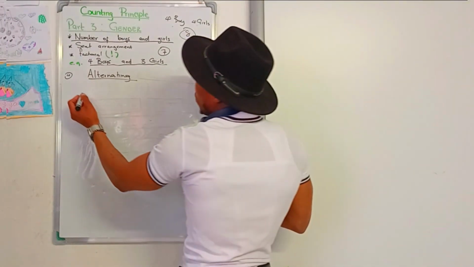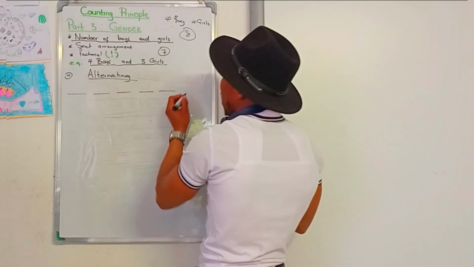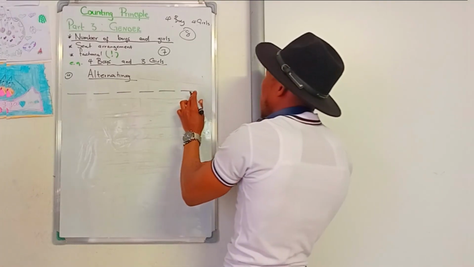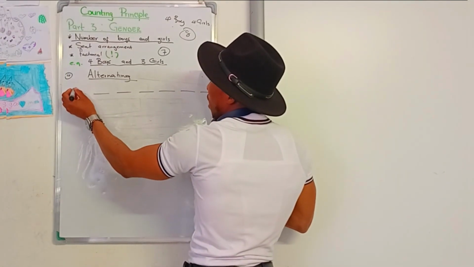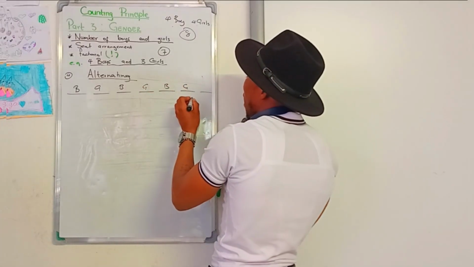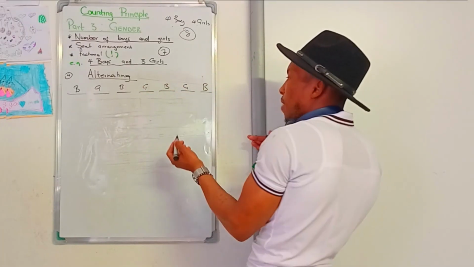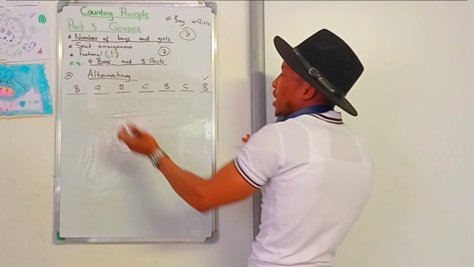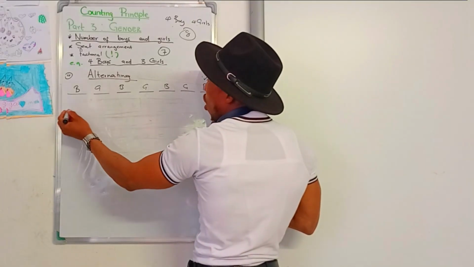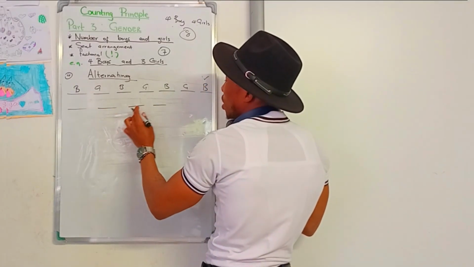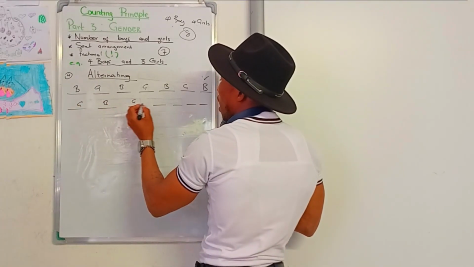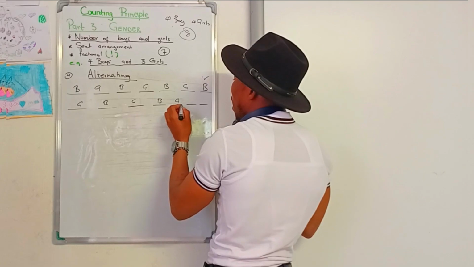Then for the alternating, we are going to look at 1, 2, 3, 4, 5, 6, 7 chairs. We say a boy and a girl, a boy and a girl, a boy and a girl, and a boy. Do you see? That is the first alternating. It can be a boy and a girl, a boy and a girl, a boy and a girl, and a boy. Or it can be 1, 2, 3, 4, 5, 6, 7: a girl, a boy, a girl, a boy, a girl, a boy.